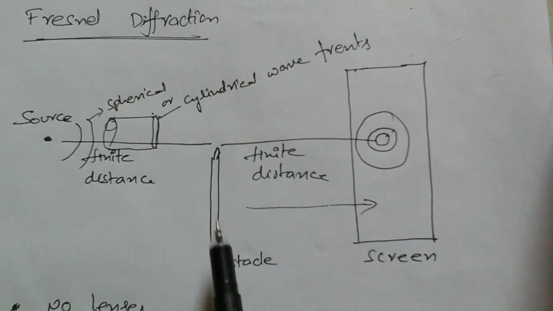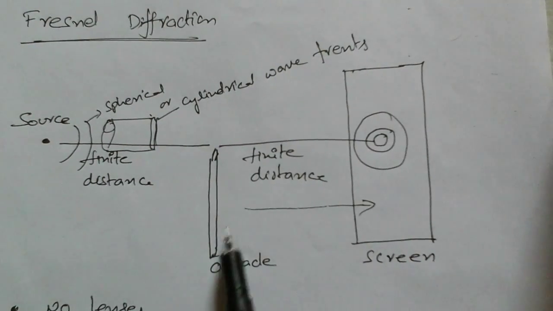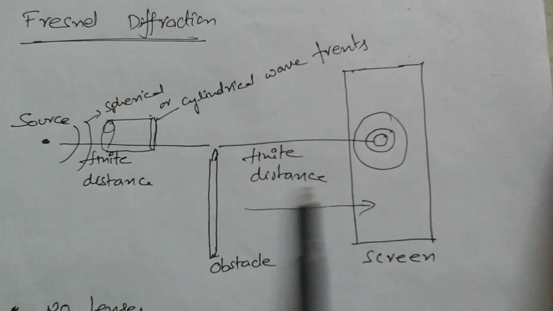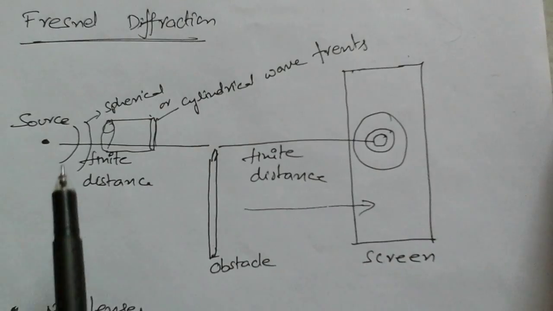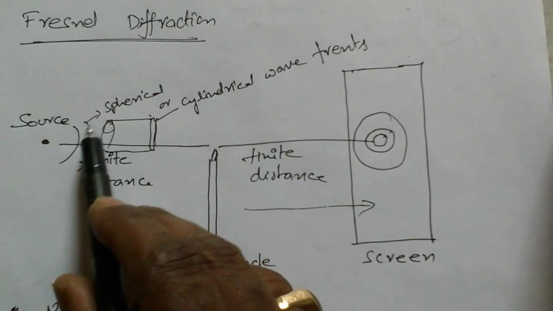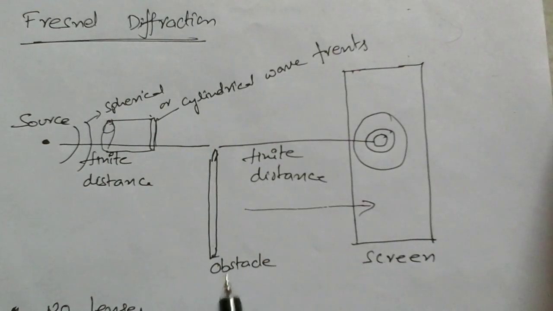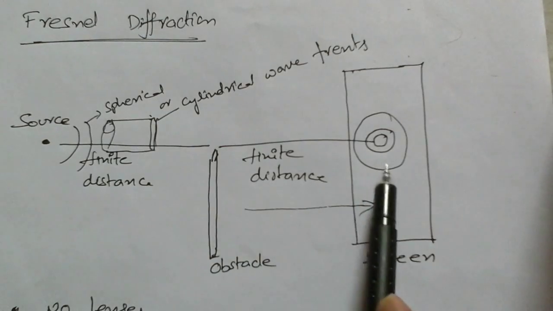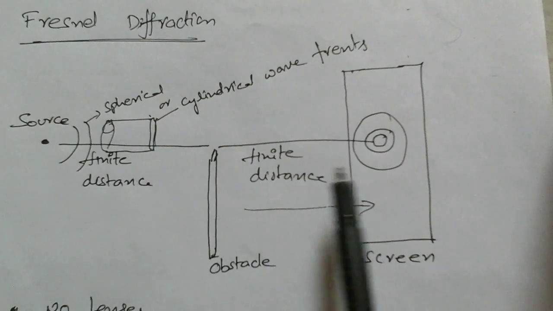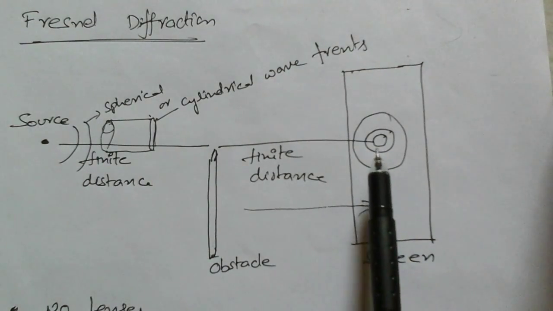The distance from the source to the obstacle is finite, and from the obstacle to the screen, the distance is finite. So, from the source, spherical or cylindrical wavefronts will fall on the obstacle. Again, from the obstacle to the screen, the same spherical or cylindrical wavefronts fall and form a diffraction pattern like this.